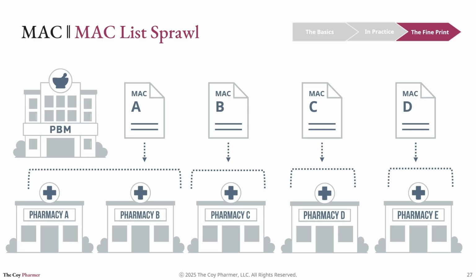In reality, however, the PBMs have different contracts and may have different points of guarantees with several different pharmacies. So in this example, MAC A may be applied to pharmacy A and B, who maybe have a guarantee of AWP minus 90. MAC B may need to be applied to pharmacy C, who may have a guarantee of AWP minus 91, and so on and so forth.